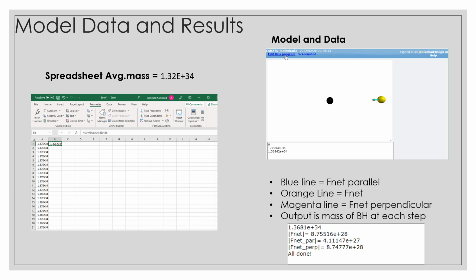And then here we were also given our force, which was 8.75516 e to the 28. And you also were given the parallel and perpendicular forces, which when added together would equal F net.